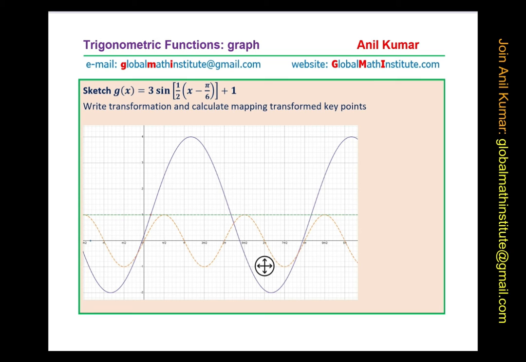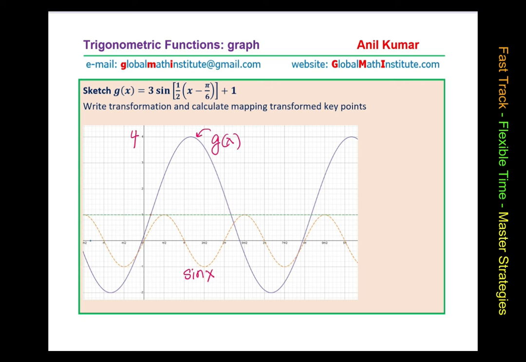So the graph in this one is your sine graph. This is your sine x, and this is your g of x, which is shown here. Of course, the maximum being 4, and the minimum being 1 minus 3, which is minus 2. This is your axis at 1, so this is y equals 1. Makes sense, correct? So that is how the graph is.